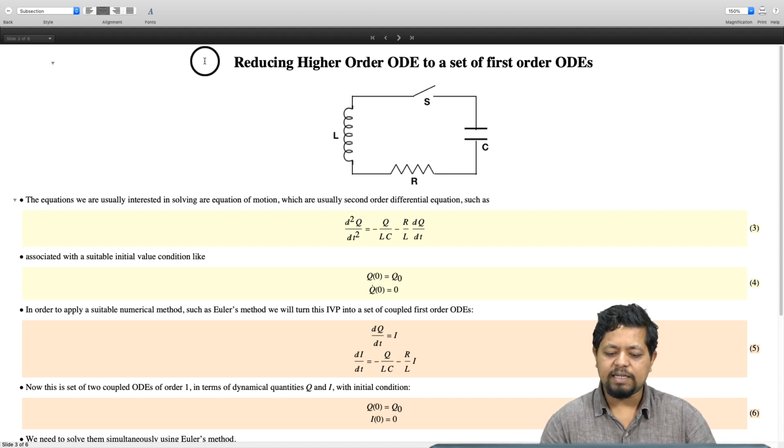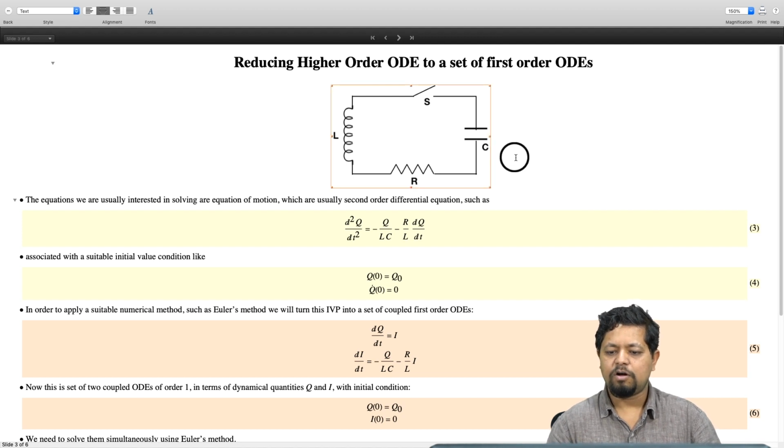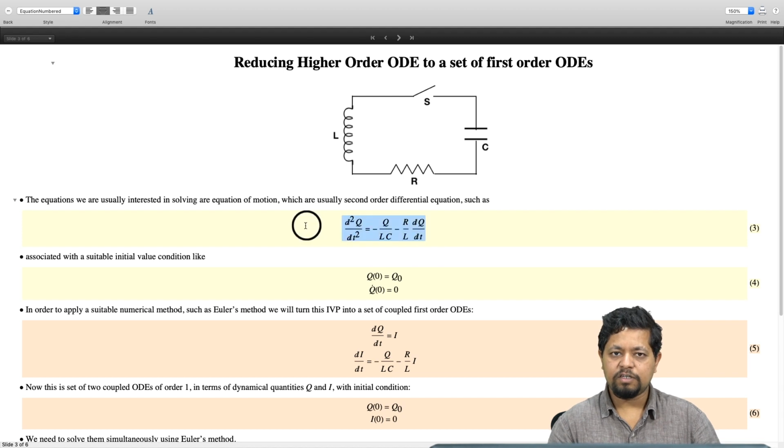So in order to understand that, let's go back to the familiar example of the LCR circuit and obtain a second order ODE. If you go back and review the LCR circuit example, this is the differential equation we obtained: d square q by dt square equal to minus q by LC minus R by L dq by dt. For this differential equation, the initial conditions were q at 0 was q0 and q dot at 0 was 0.